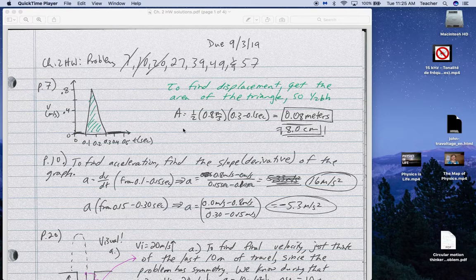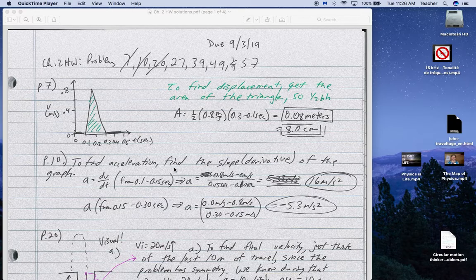The area of a triangle is pretty simple. It's 1/2 base times height. So the base was a time interval of 0.2 seconds, and the maximum height was 0.8 meters per second. So that gives me 0.08 meters, and I think they asked for it in centimeters, so that's 8 centimeters.